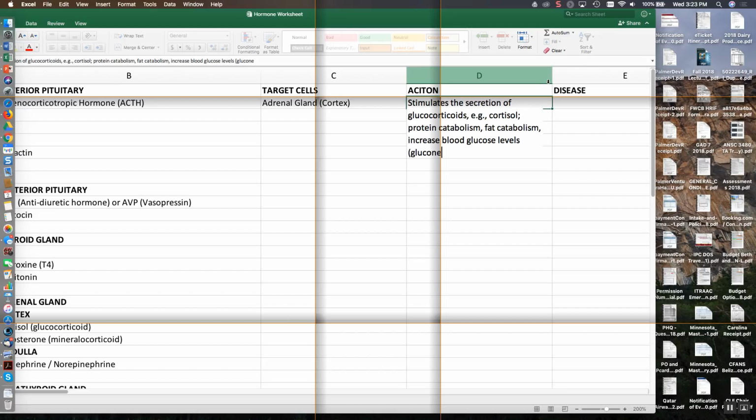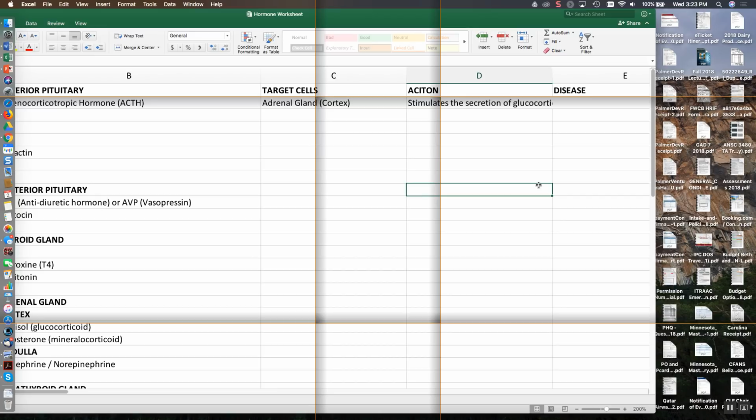Okay, yes. Can we just memorize like the CRH if you want us to know the full name? Just memorize CRH. On the exam, it'll say corticotropin releasing hormone, parentheses, CRH.